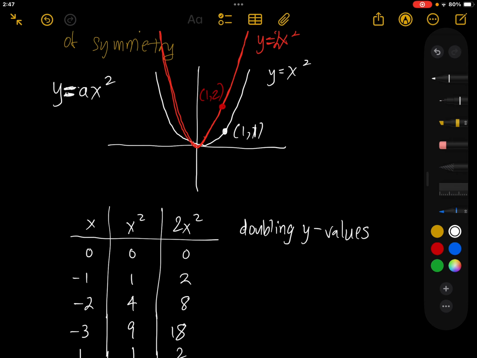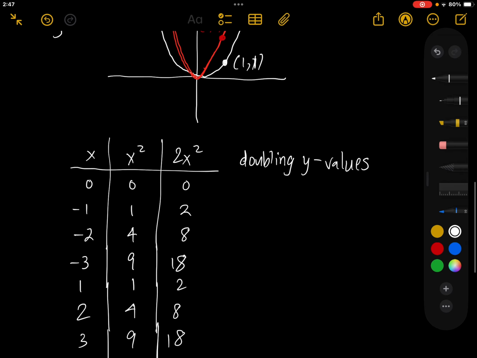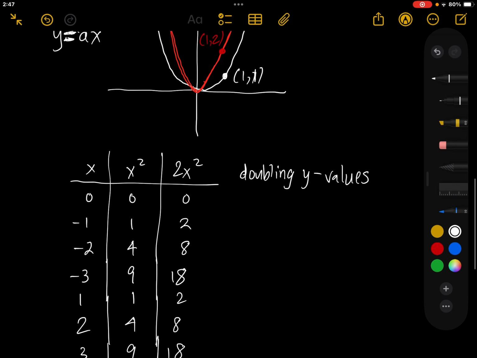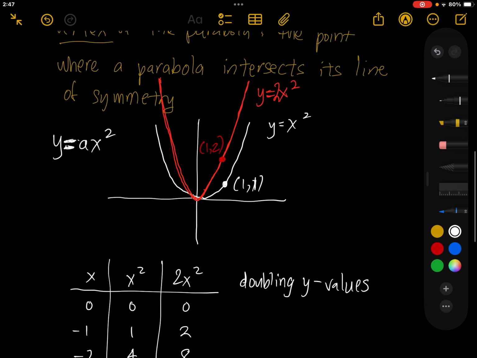And that explains why the graph is steeper. Because for a given x, your y value now is double what it was before. So it's 2 times higher. What happens if you had y equals 1/3 x squared? Well, if you have 1/3 x squared, it's going to look something like this. If you plot a bunch of points.